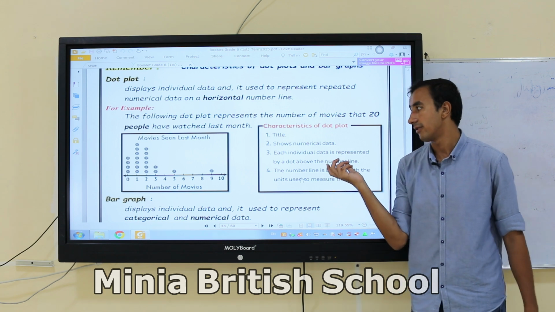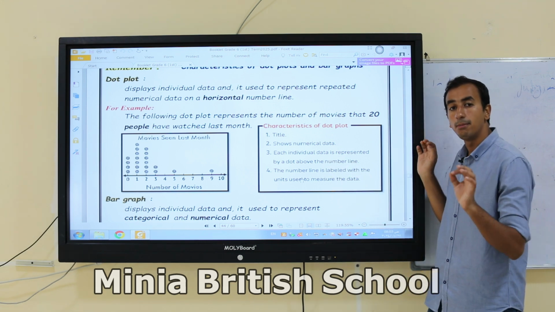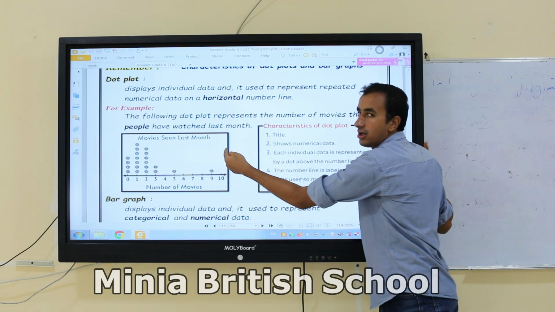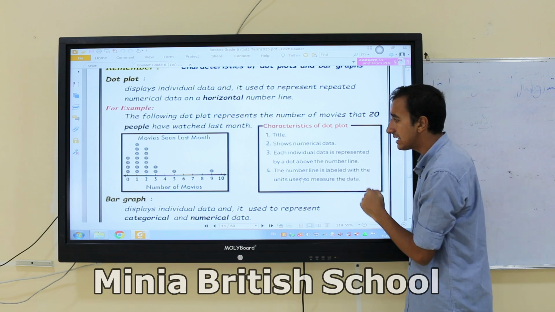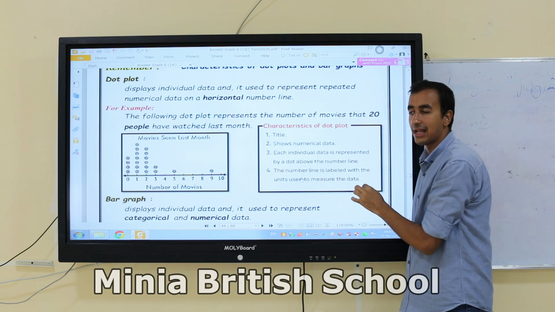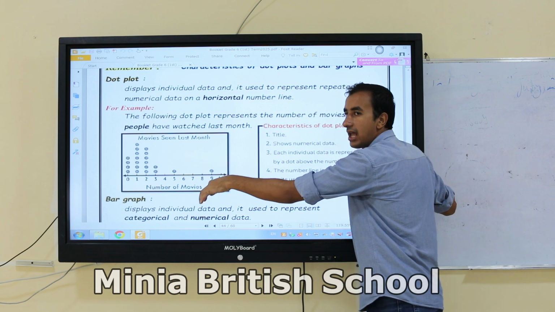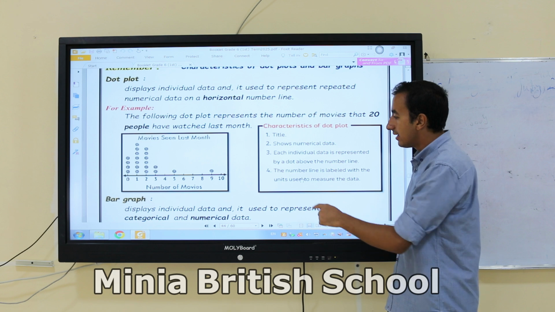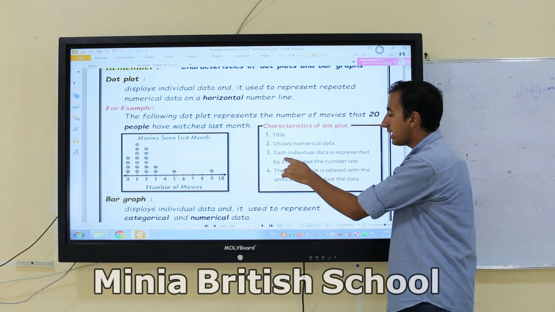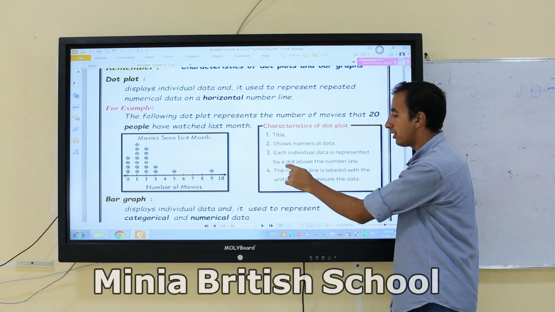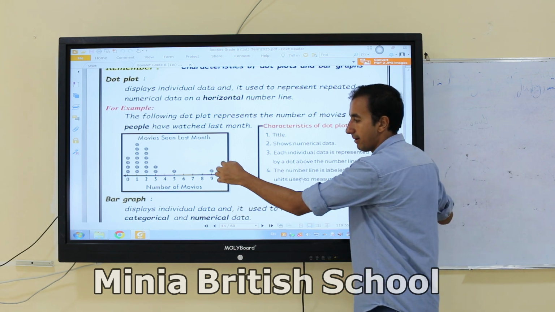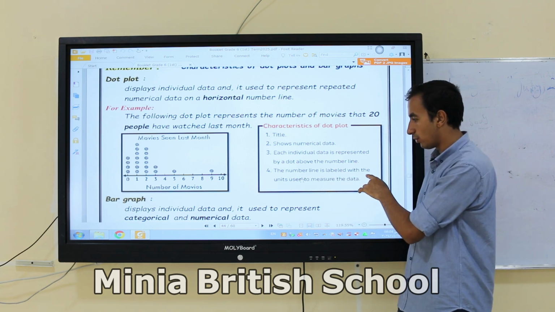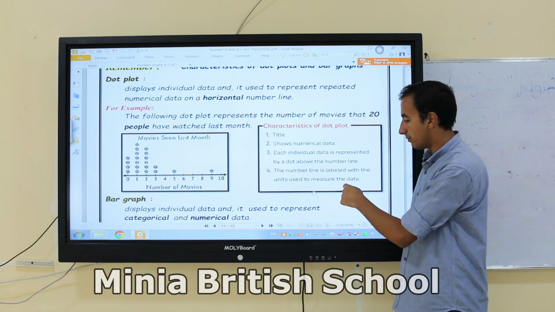Okay, that's called a dot plot, or dot graph. So here are the characteristics of a dot plot. First, I have a title: movies seen last month. Second, it shows numerical data, not descriptive data. Number 3, each individual data is represented by a dot above the number line. Number 4, the number line is labeled with units used to measure the data.